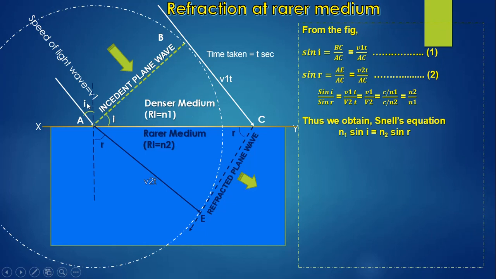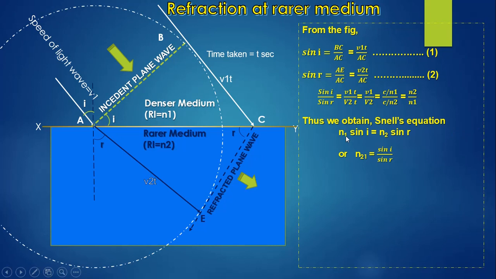Now we have to redefine this angle of incidence I. As we increase the angle of incidence, gradually the angle of refraction also increases. But for a particular value of the angle of incidence, the angle of refraction becomes 90 degrees. That means the refracted plane wave will graze the surface, meaning the angle of refraction becomes equal to 90 degrees.